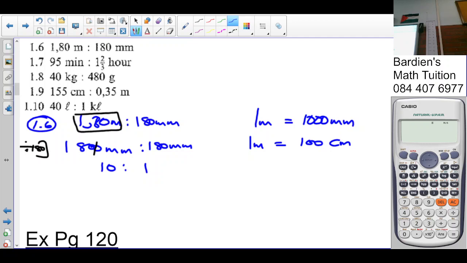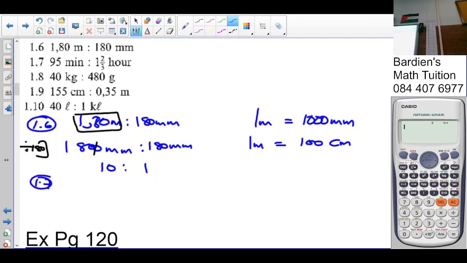But at this point, you are all allowed to use a calculator. And also, in your exams, you can use a calculator as well. So it gives you an opportunity to work this out.